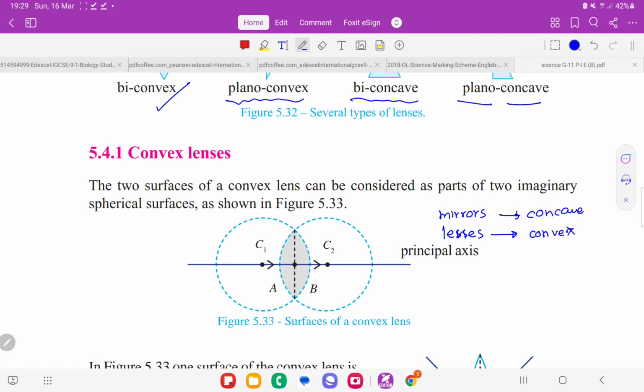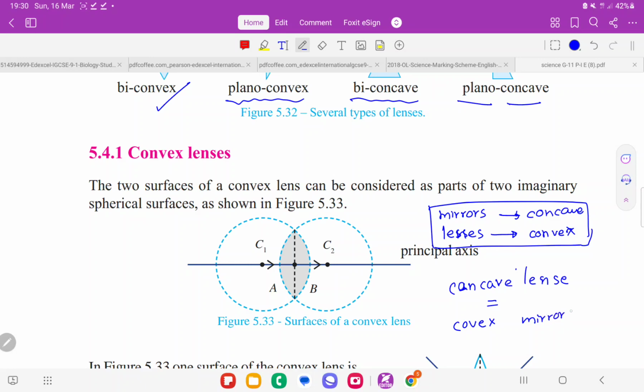But concave lenses, it's not changing, the same virtual and upright image is created. So normally people say concave mirrors and convex lenses go together, and also concave lenses equal convex mirrors, right? So you can remember the pattern like this.